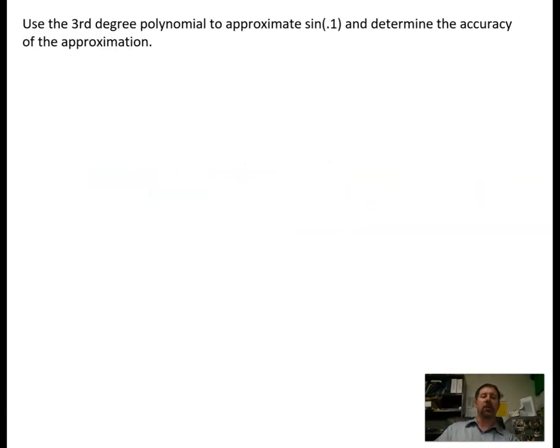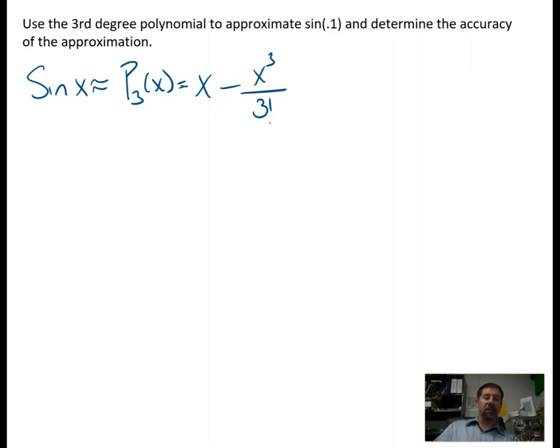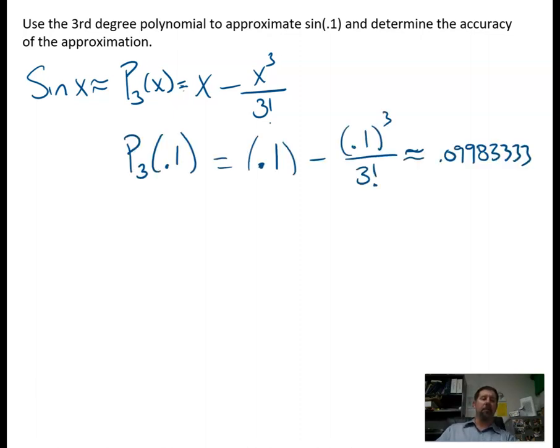Okay, so here's how we can use that idea. We're going to use the third degree polynomial to approximate sine of 0.1, and then we're going to determine the accuracy of our approximation within a certain range. First I need to find my third degree polynomial. Sine is approximately equal to the third degree Taylor polynomial, x minus x cubed over 3 factorial, and I want to evaluate this at 0.1. If I plug in 0.1 on my calculator, I'd get 0.099833333.